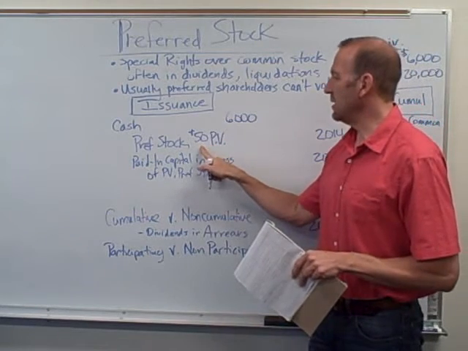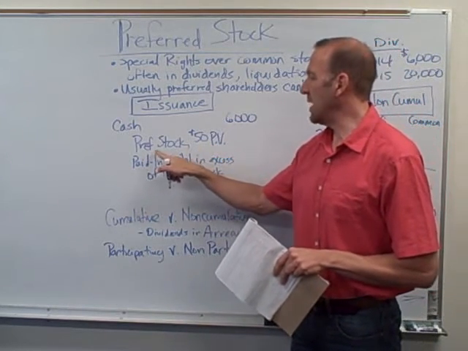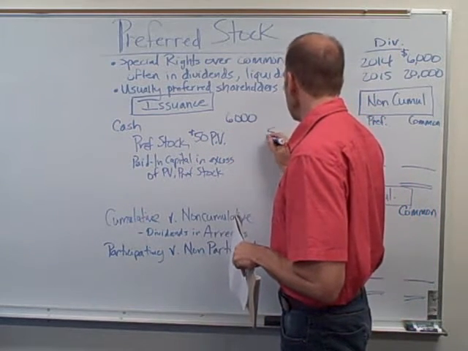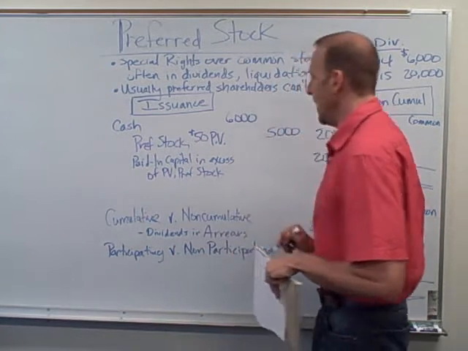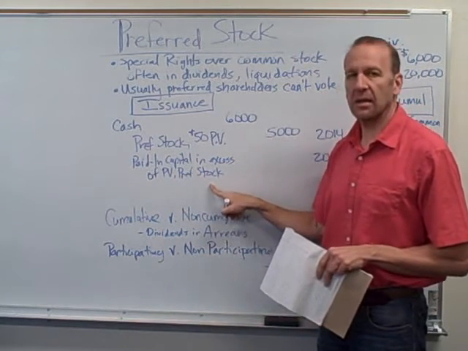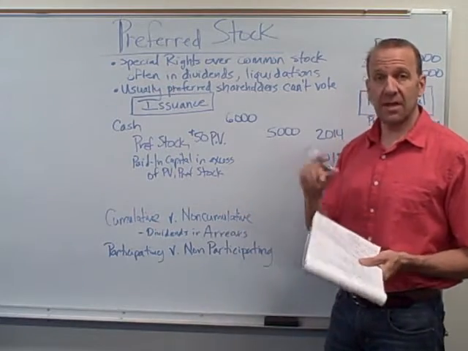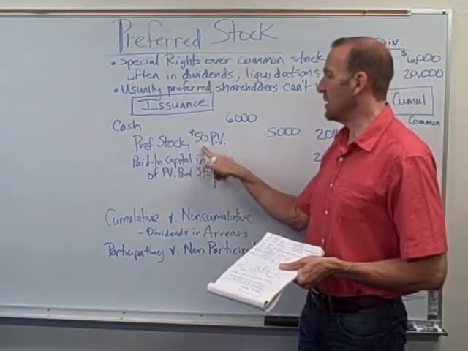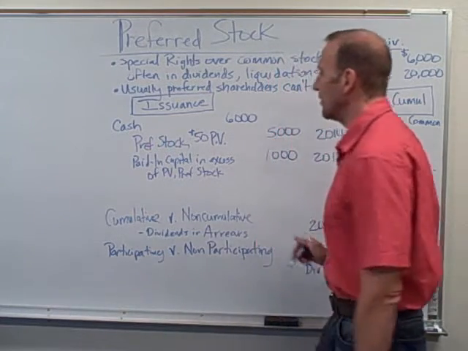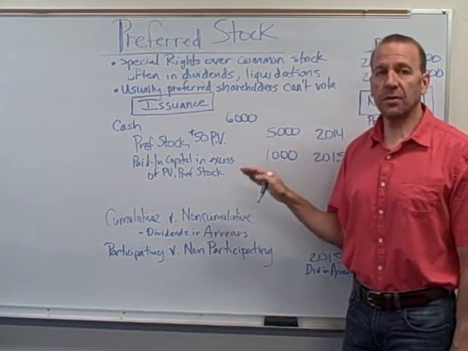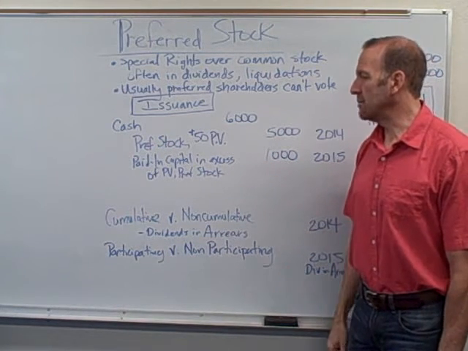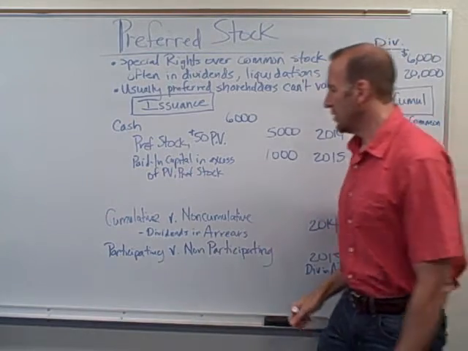So we would debit cash because we'd be getting cash in. And then 50 is the par value, so we're going to credit preferred stock 50 times 100, or $5,000. And then lastly, paid-in capital in excess of par value, preferred stock. That's where we record the excess, the extra $10, because the par value is 50 but it sold for 60. So that's $1,000. This would be the journal entry on issuing preferred stock at a premium, above its par value.